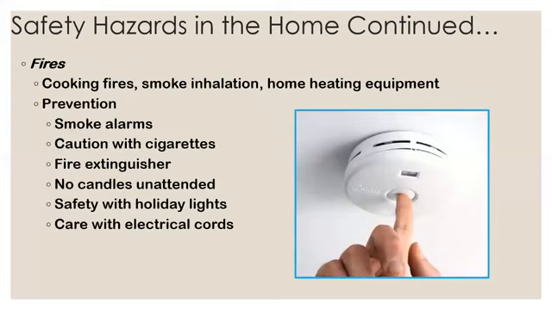Fires. Home fires are a major cause of death and injury. Older adults and children younger than the age of 5 have the greatest risk of fire death. Okay. Fires can be caused by cooking, smoke inhalation, and home heating equipment. Cooking fires are the number one cause of home fires and home fire injury. However, the most fatal home fires occur when people are asleep, and most fire-related deaths occur from smoke inhalation.